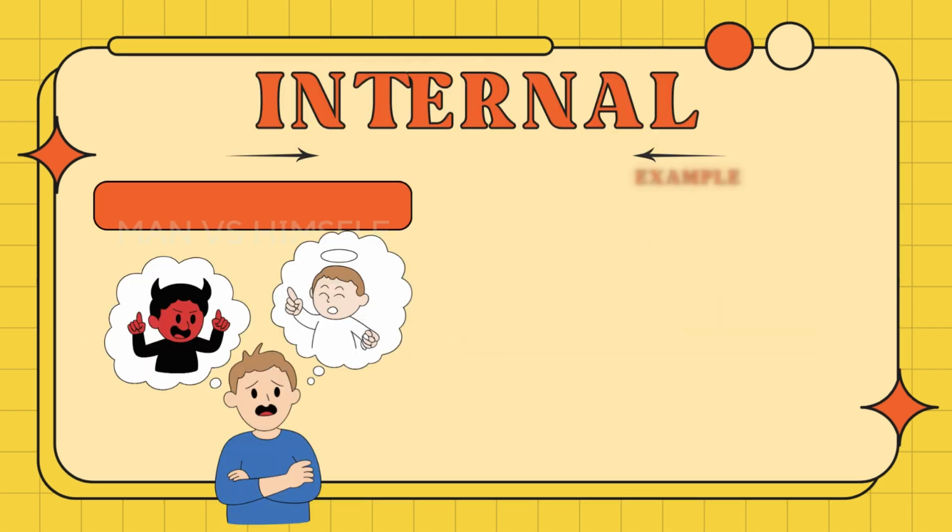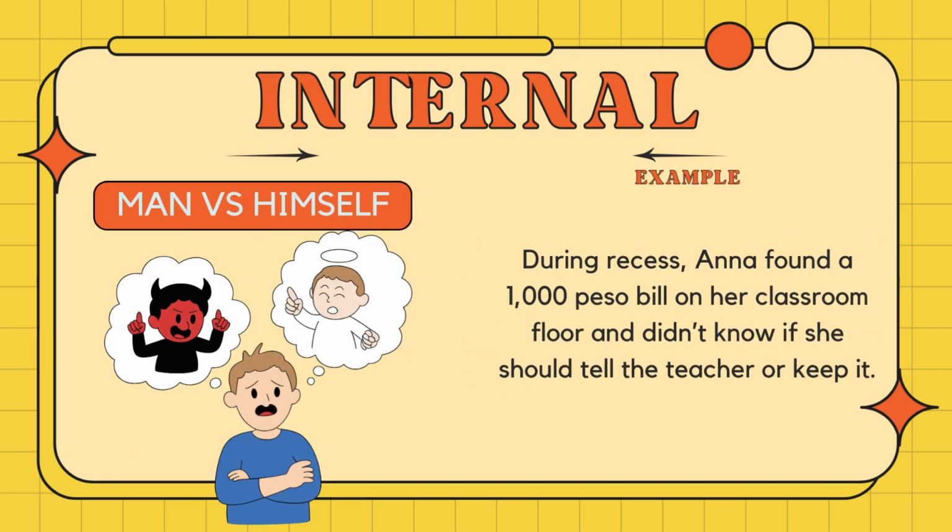For example, during recess, Anna found a 1,000 peso bill in her classroom and didn't know if she should tell the teacher or keep it. What do you think, class? What should Anna do? Yes, Anna should tell the teacher because that is the right thing to do. We should not take what is not ours. You have to always find ways to give it back to the real owner. And that is an example of internal conflict, or in other words, man versus himself. A battle inside our conscience.